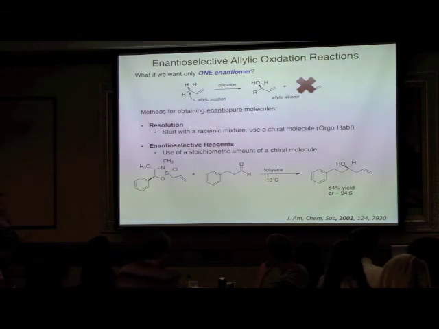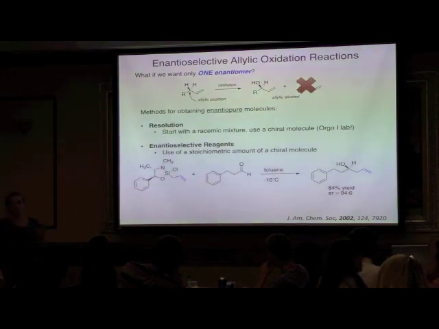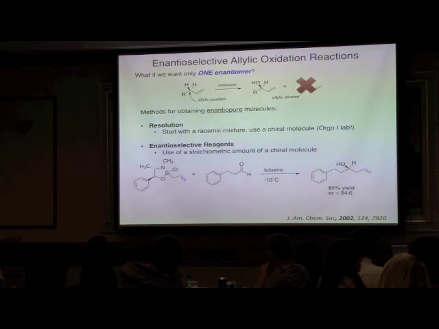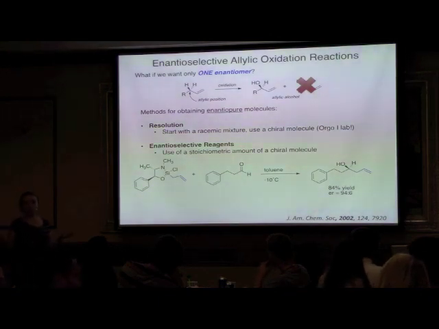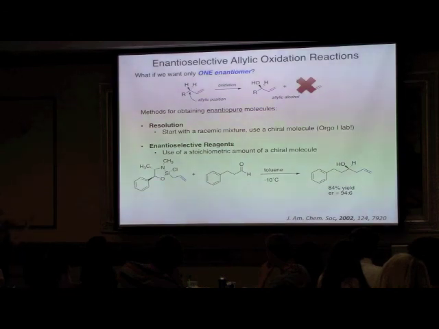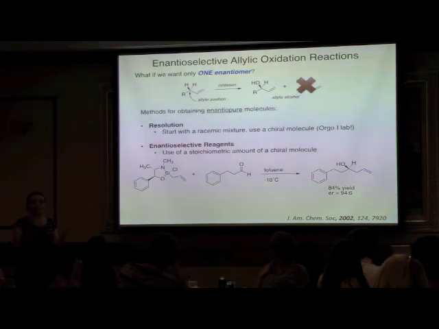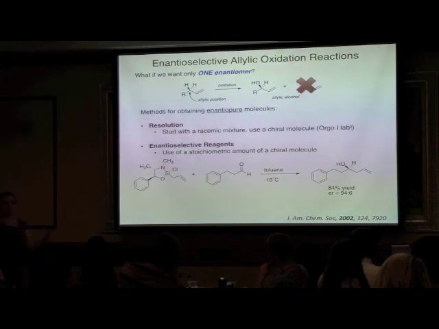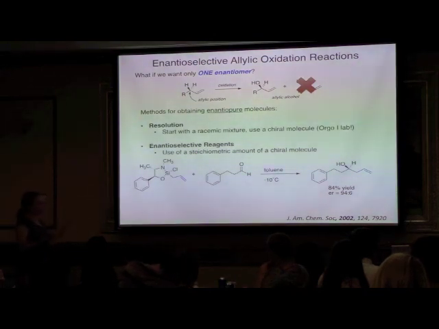If you took Orgo 1 lab here, or if you're about to take Orgo 1 lab, what you can do is start with a racemic mixture. You did this with the amines, and you added tartaric acid, which is a chiral molecule, and you separated them based on their physical properties. But the problem with that method is that if you have a very important molecule that might be very precious to you, you're pretty much throwing half of it away every time, so you can only get 50% out. So you start with a racemic mixture, and after the resolution, you only have half of what you started with.